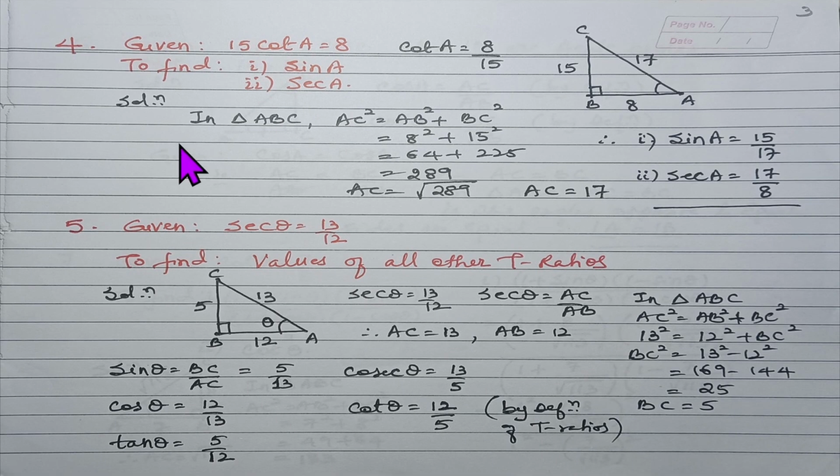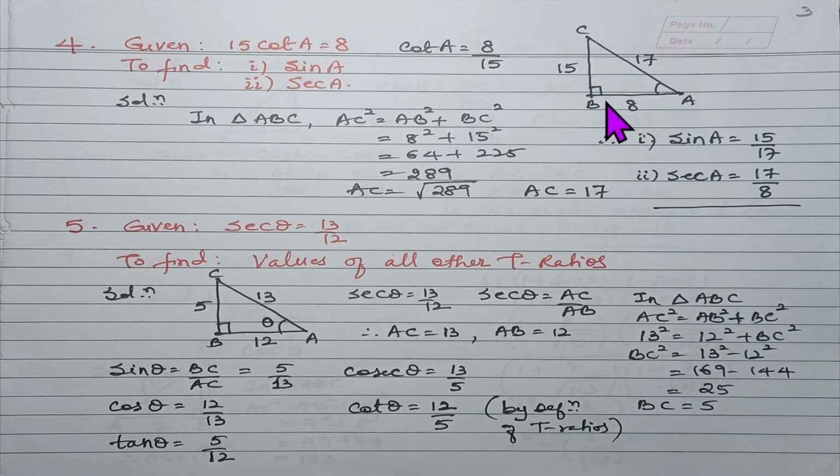Now coming to the next example, we are given in example number 4 that 15 cot A is equal to 8. Now we have to find sin A and sec A. Now 15 cot A is equal to 8 means cot A is equal to 8 by 15. But cot A is also equal to AB by BC. Therefore AB is equal to 8 and BC is equal to 15. Apply Pythagoras theorem, find AC. So AC square is equal to AB square plus BC square, that is 8 square plus 15 square, 64 plus 225, and therefore AC is equal to 17. Now sin A will be very simple. We can find out sin A is equal to BC by AC, and therefore it is 15 by 17.